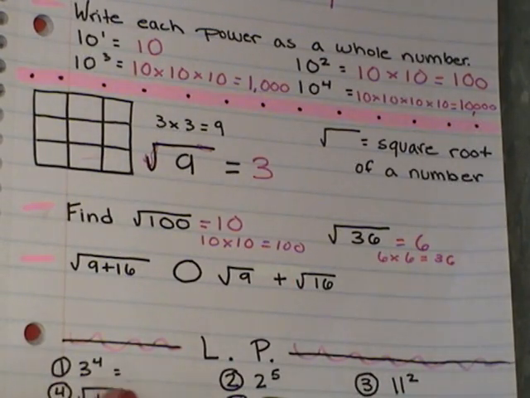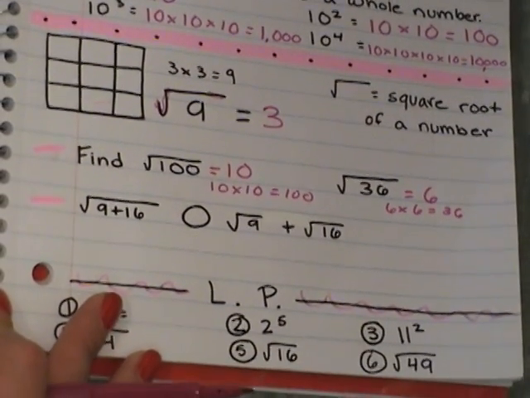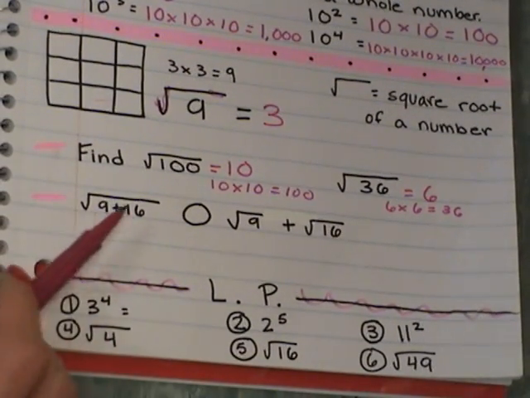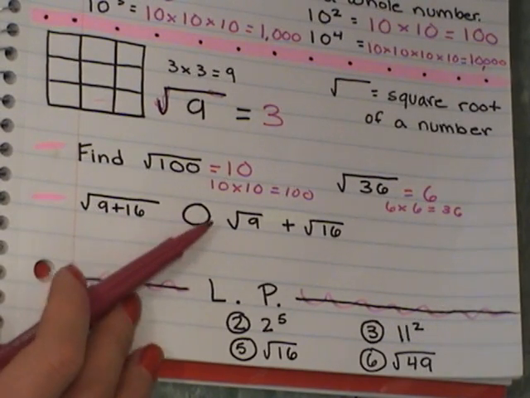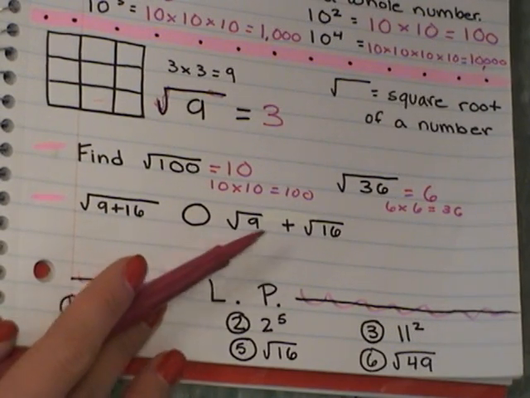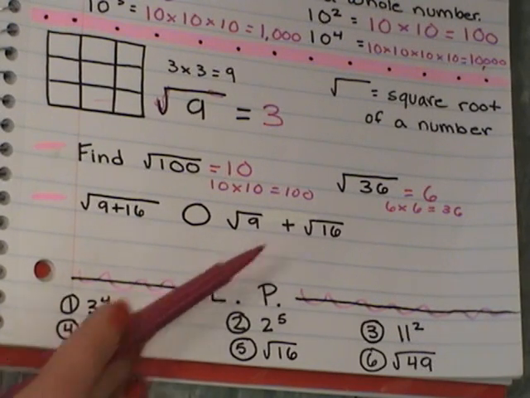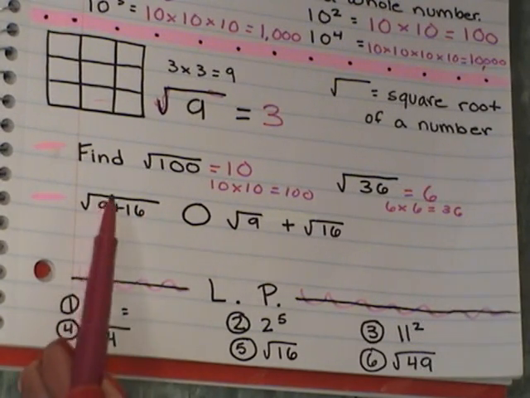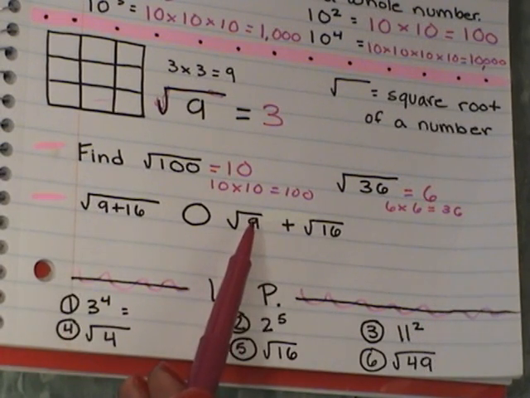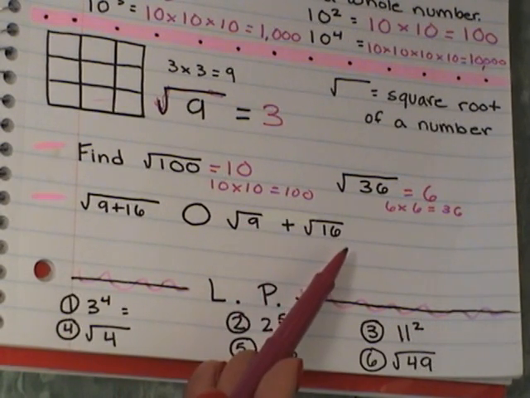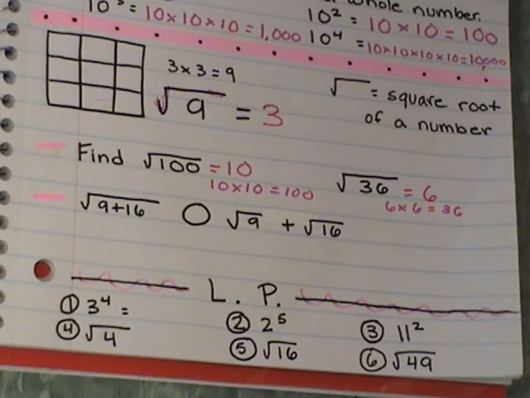All right, go ahead and try this problem. So it has a square root, but underneath it says 9 plus 16. Then we have our compare circle. Then the square root of 9 plus the square root of 16. So here you need to add these numbers first, then find the square root, and on the other side find the square root first, and then add them together. Go ahead and try it yourself, see if you can get it.